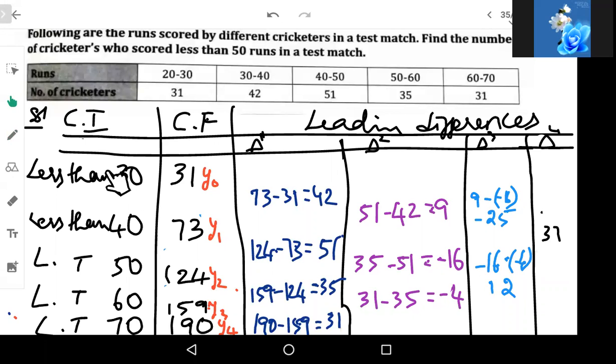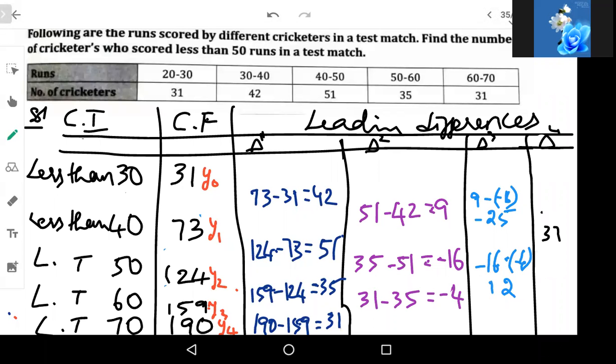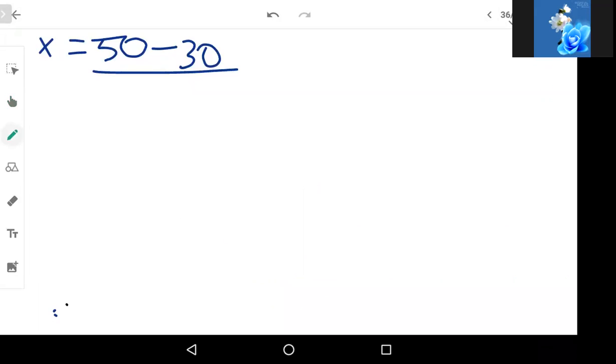Okay, so this is the first value. That 30 should be divided by the difference between the adjoining x values. From 30 to 40, there is a difference of 10. 40 to 50, 10. 50 to 60, 10. 60 to 70, 10. So the difference is 10. So 50 minus 30 is 20, and 20 divided by 10 is 2. So the value of x is 2.